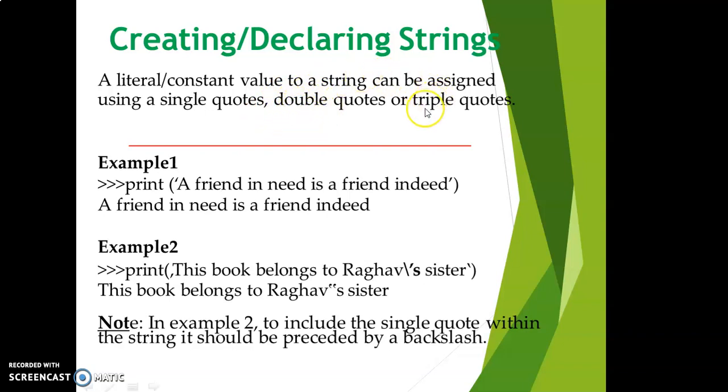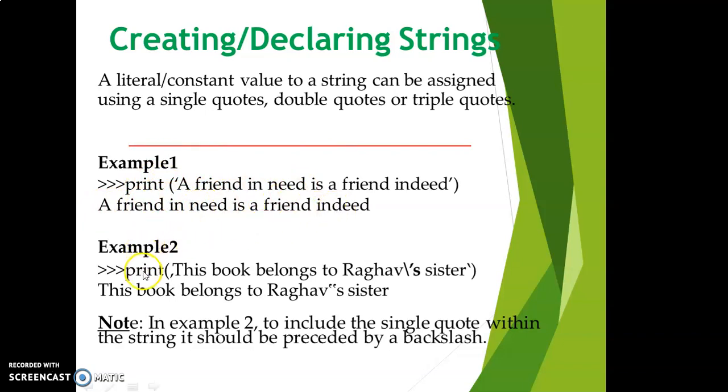If you are writing with the triple quotation, what will that be? That will be multi-line text. So here print a friend in need is a friend indeed. This line I have written here with a single quotation. So this value is fixed. I am printing here. Same output will be printed.